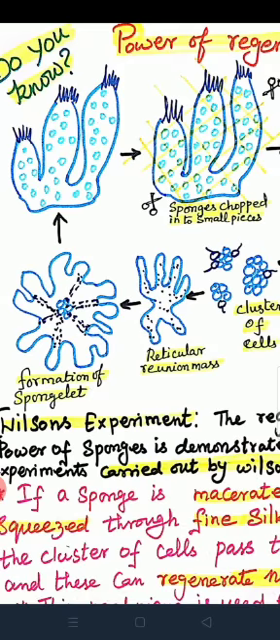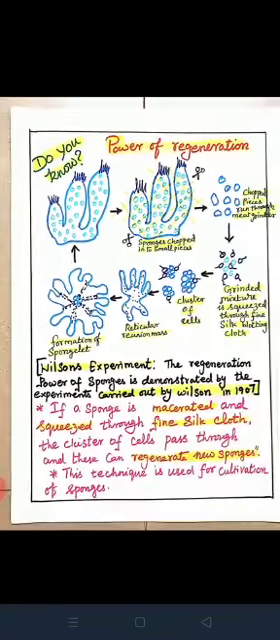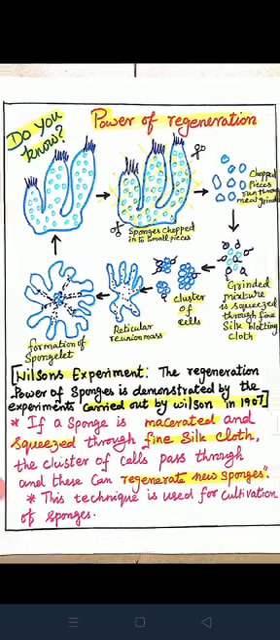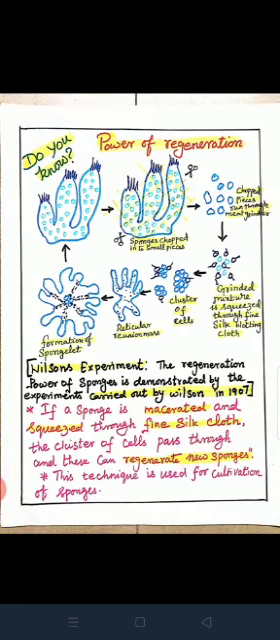In your textbook content, they highlighted only 2 points. See the 2 points. Point number 1, which I highlighted here in red color. If a sponge is macerated and squeezed through fine silk cloth, the cluster of cells pass through and this can regenerate new sponges. This technique is used for cultivation of sponges. These are the 2 points highlighted in your textual content.